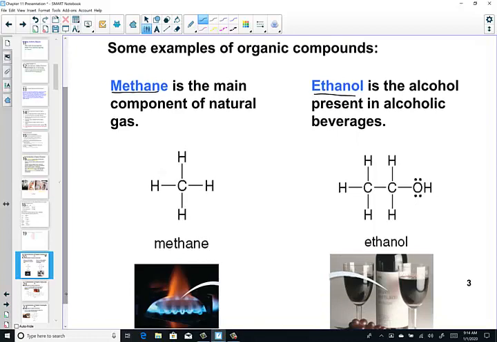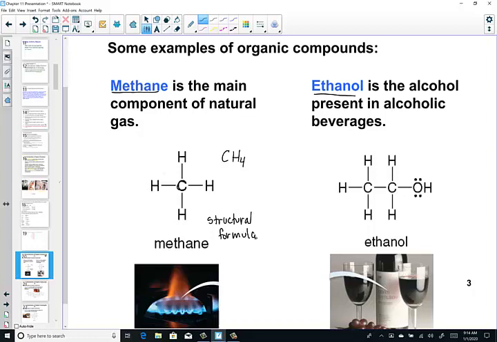Notice that methane, the main component of natural gas, has a central carbon and 4 single covalent bonds leading out to each hydrogen. It has a molecular formula of CH4, and we can see its structural formula, where we can see the bond connectivity between the atoms. C is the central atom leading out to each of those 4 hydrogens. It's a perfectly symmetrical molecule.